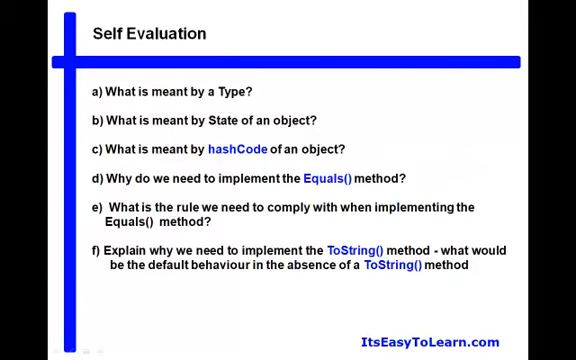What is meant by type? You should be able to answer all of the following. What is meant by the type of an object? What is meant by the state of an object? What is meant by the hash code of an object? Why do we need to implement the Equals method? What is the rule we need to comply with when implementing the Equals method? And explain why we need to implement the ToString method, and what would be the behavior if we don't have a ToString method.